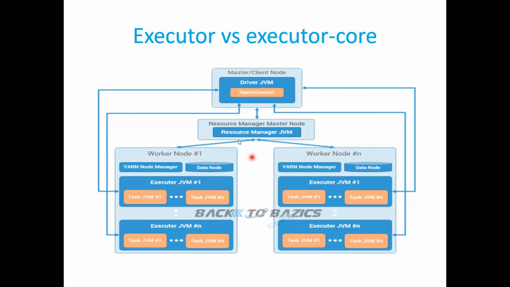I'm trying to put everything together. You have the master machine. On the master machine, you have the driver running. Of course, you have the Spark context. On the worker machine, you have all the slave daemons running. With respect to HDFS, the data node is running. With respect to Yarn, the node manager is running. With respect to Spark, the executor is running.